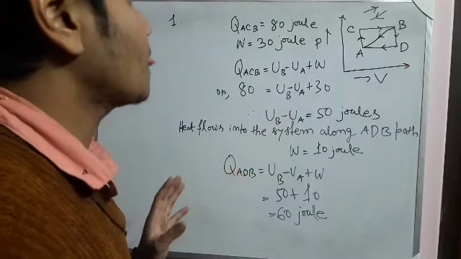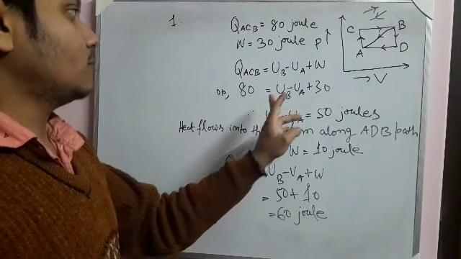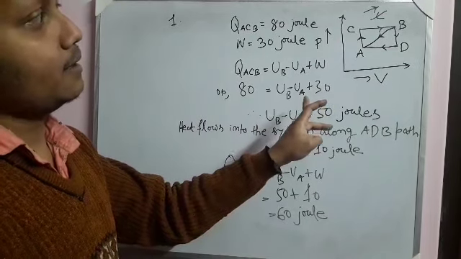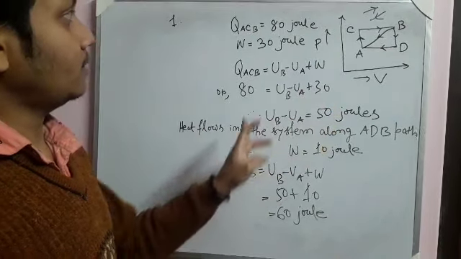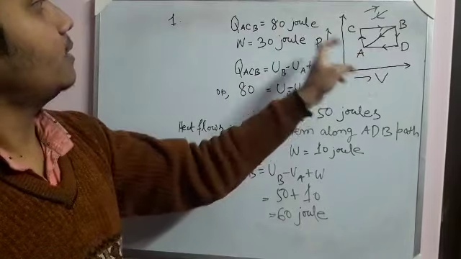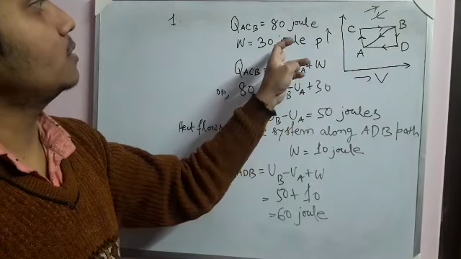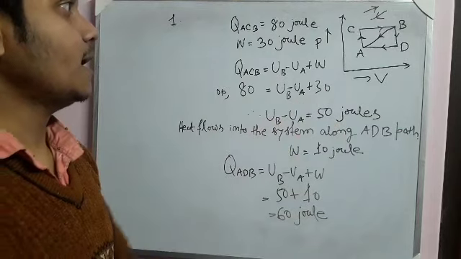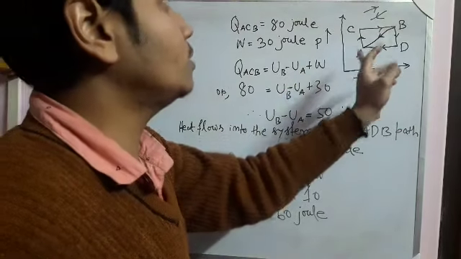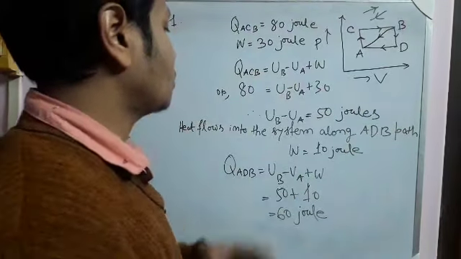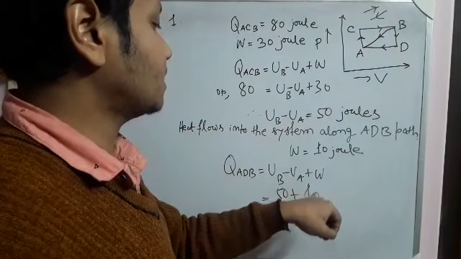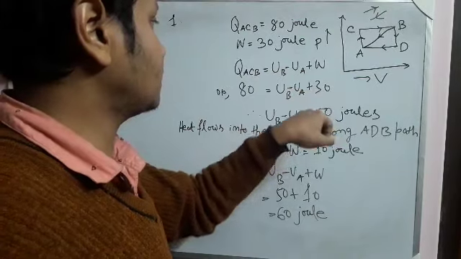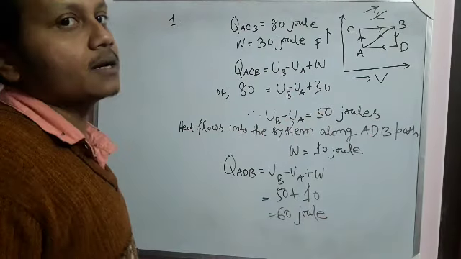So at first you have to find out the change in internal energy. QACB is given and W is given, so from the first law you can determine the change in internal energy. Then you also move from A to B but along the path ADB. So what will be the heat? The change in internal energy plus W, which is given as 10 joule, and the change in internal energy is 50. So the result is 60 joule.